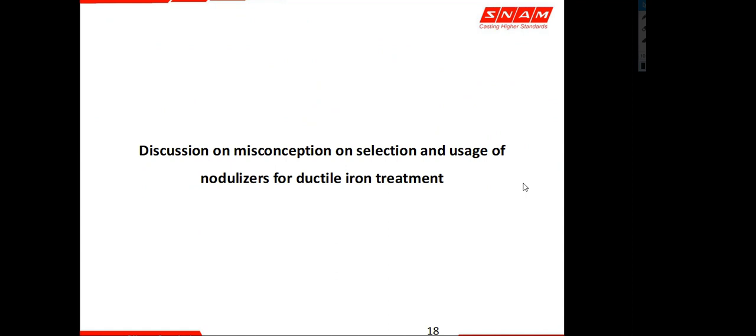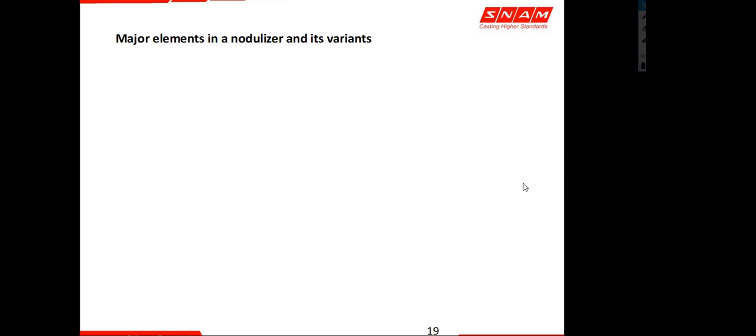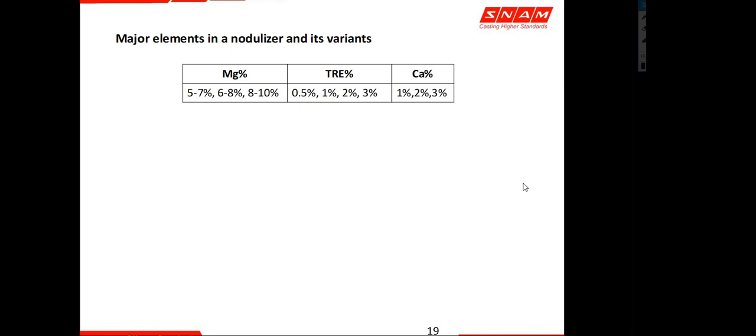So from now on, we'll be discussing the misconceptions, like the different understandings of selection and usage of a nodulizer. So, major elements in a nodulizer and its variants. We have talked about the elements present. We'll be talking about the variants, like the amount of elements present. So these are some of the variants present in the Indian industries, like magnesium varying from 5 to 10% in different ranges, like 5 to 7, 6 to 8, 8 to 10, and rare earth ranging from 0.5% to 3%.